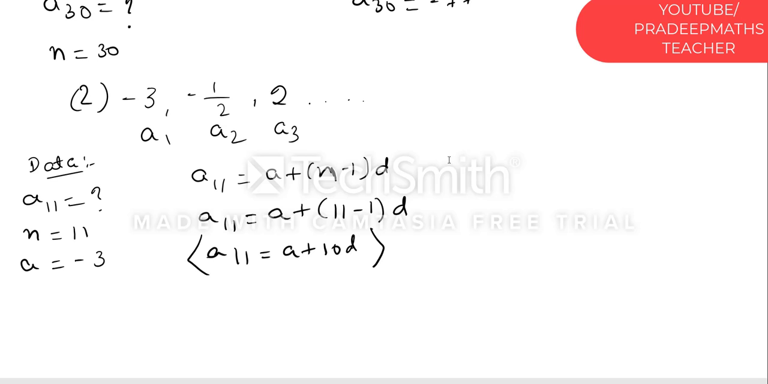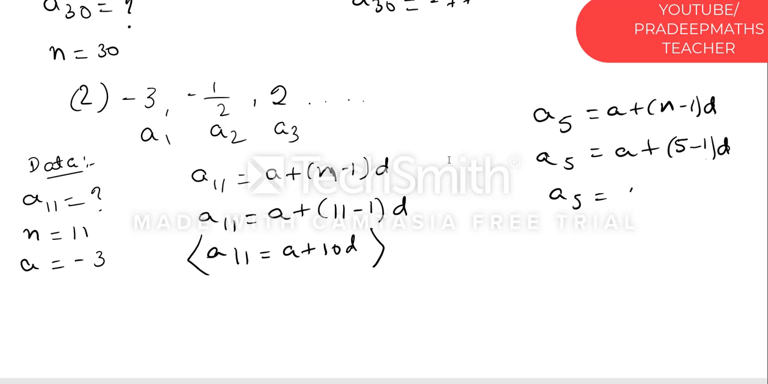For example, I'll write another one. If they have asked to find the fifth term, then A plus n minus 1 into D, here the n value is how much? 5. So the formula will become A5 equals A plus 5 minus 1 into D. So the A fifth term formula will be A plus 4D, correct? Likewise, from next onwards I'll write directly.